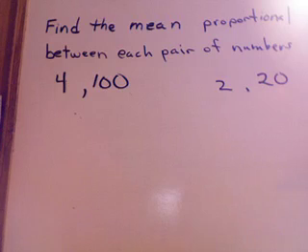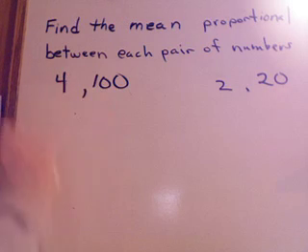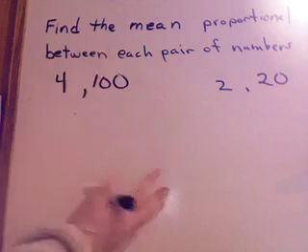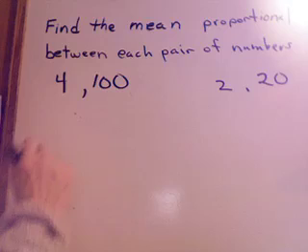In proportions, we often have to find what's called the mean proportional between two numbers. And the mean proportional is some special number that's between 4 and 100. So common sense when you're solving these, if you don't get something between the two numbers, you're probably goofed.